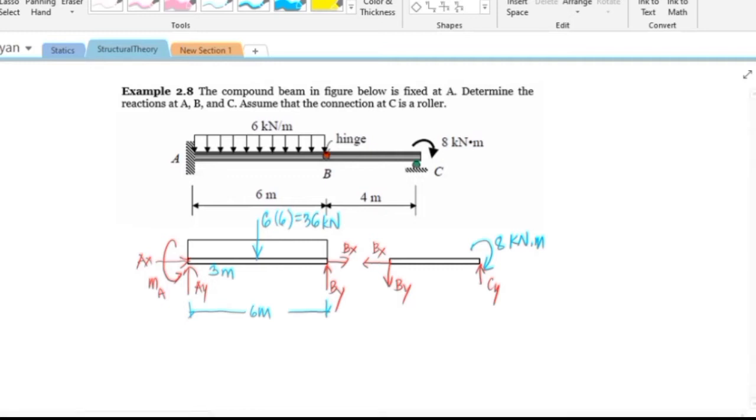Ayan. So, check muna natin yung determinacy ng beam natin. Kung titingnan natin dito sa left side ng beam natin, we have 3 reactions here. In here, we have 2 reactions. And in here, we have 1 reaction. So, the total number of reactions is equal to 6. And the total number of members is equal to 2. And if we are going to check the relationship of the R to the 3N, so we have here R is equal to 6, 3 times 2. So, 6 is equal to 6, meaning our structure is determinate.